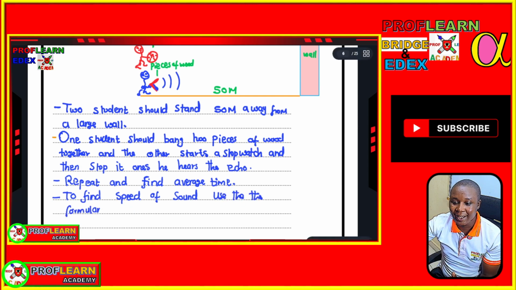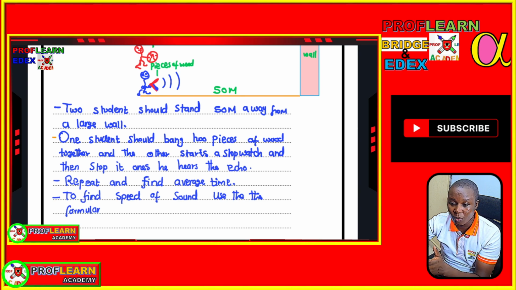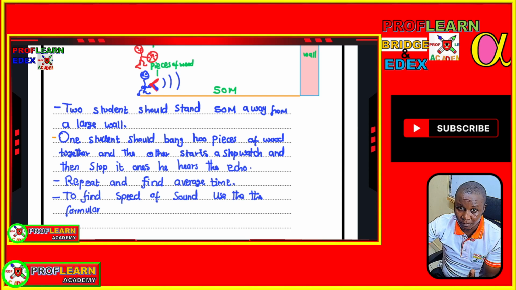Then we are going to apply the formula for speed. Speed of sound is going to be 2 times the distance from the point where they are to the wall over the average time that has been obtained. So the formula we're going to use is speed equals 2 times distance over time. The reason we are saying 2 is because this is the echo method, so the sound is going to travel to the wall and then come back. Are we together?